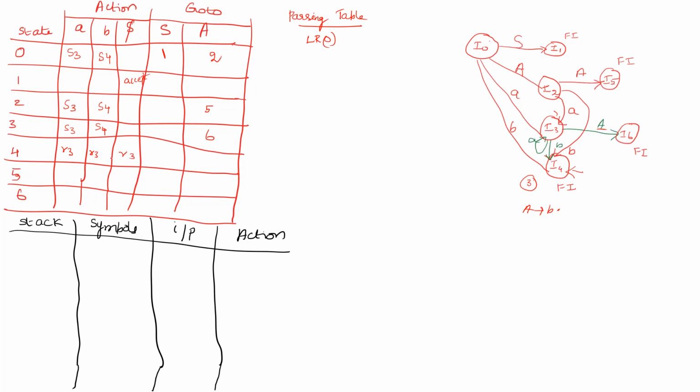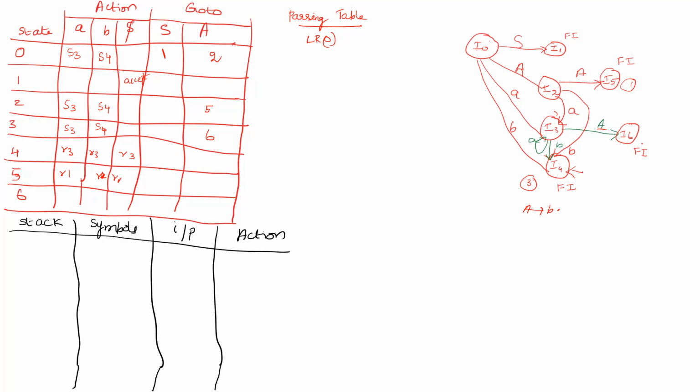Similarly I5. When we come to I5, again this is a final item, and it is based on production 1. So you just add the reduce operation on that. Sorry, this is R1, that is production 1. So I5 is over. Now we'll come to I6.